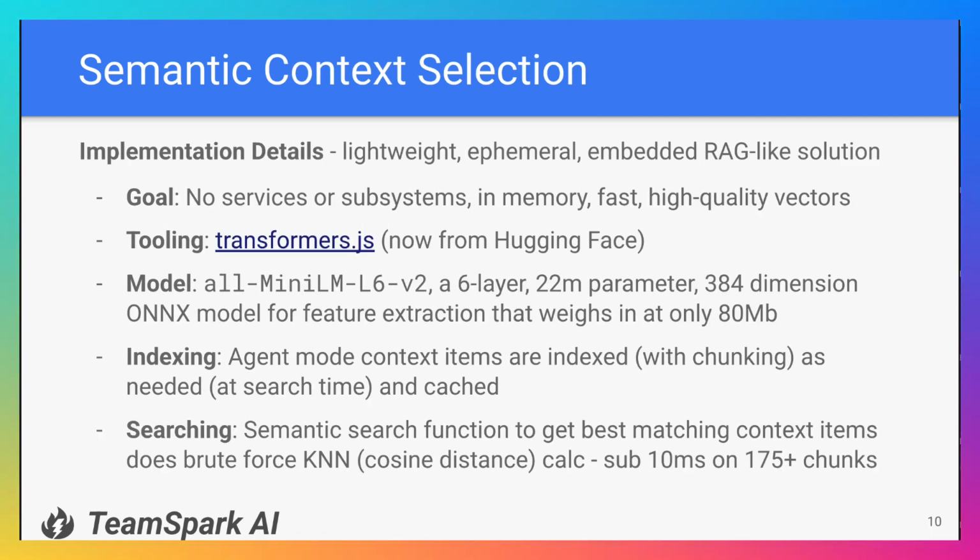And if you're curious about the implementation details, it may not matter to you, but just if you are curious. So we needed something that was lightweight, ephemeral, and embedded, that had RAG-like behaviors, but we couldn't use something like a database or require there to be some sort of model hosting, so we couldn't rely on something like Ollama. And the reason is because while we are a desktop app and a CLI that we could probably get away with that, we're also an API.